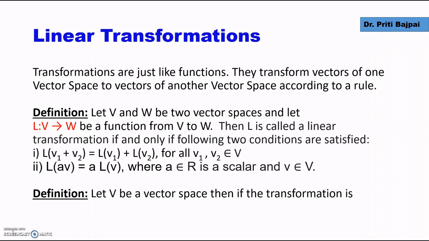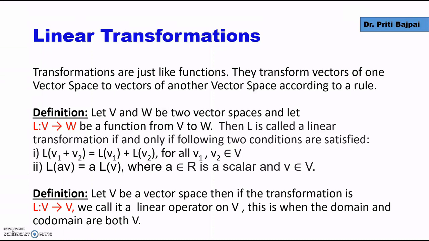The first condition says that if we take L to be a mapping from a vector space V to another vector space W, then if we take two vectors V1 and V2 from V, add them and apply the rule L, then L of V1 plus V2 will be equal to L of V1 plus L of V2. And the second condition: L of aV will be a times L of V.